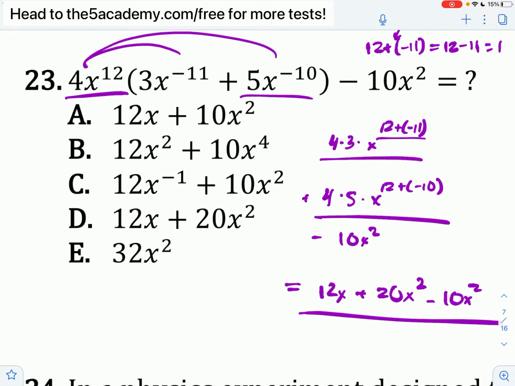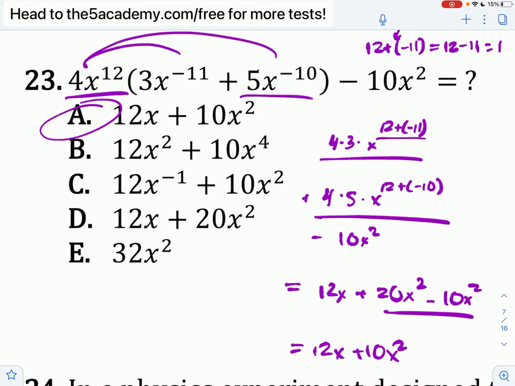This is close to being done. I just have to combine like terms. The x squared terms can be added together. 12x plus 10x squared. 23 is A.